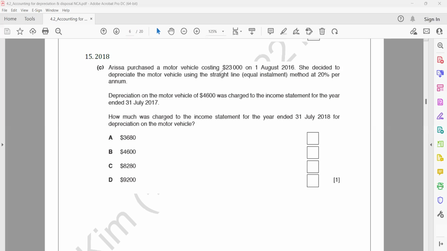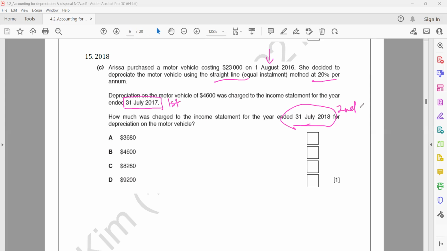Arisa purchased a motor vehicle costing 23,000. She decided to depreciate the motor vehicle using the straight line method at 20%. Depreciation on the motor vehicle of 4,006 was charged to the income statement for the year ended. How much was charged to the income statement for the year ended? This is the first year because you bought it this year. Financial beginning year, end year in here. This is the first year.